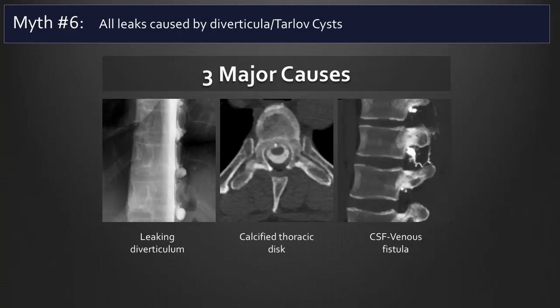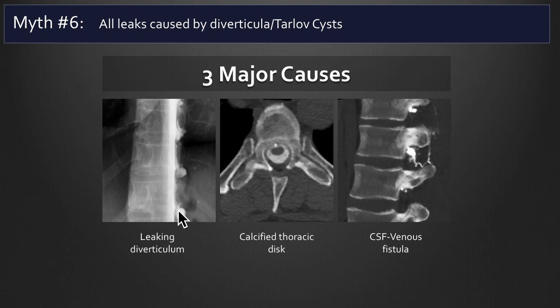Myth number six, all leaks are caused by dural diverticula or Tarlov cysts. This is one that we get all the time. Well, I have some diverticula, or I have Tarlov cysts, and I have headaches, so therefore, doesn't that mean that I have intracranial hypotension? Or, you know, there's a patient with intracranial hypotension and multiple cysts. Shouldn't we be treating those cysts? Well, as you've learned from several of the other speakers today, there are multiple different causes of intracranial hypotension.